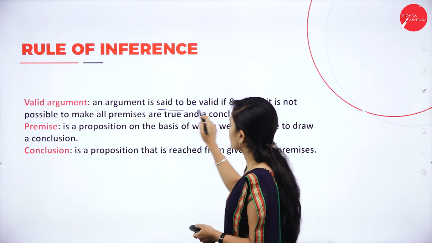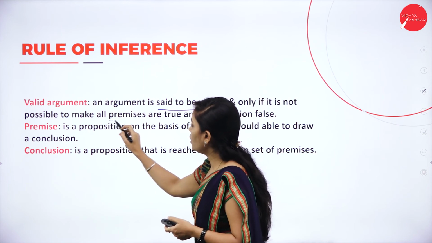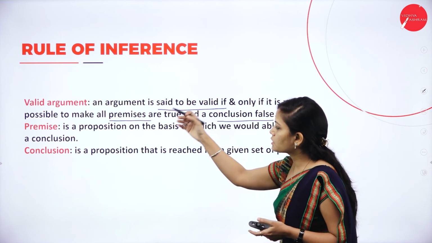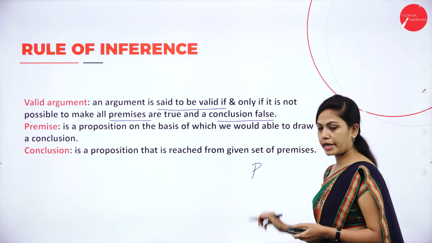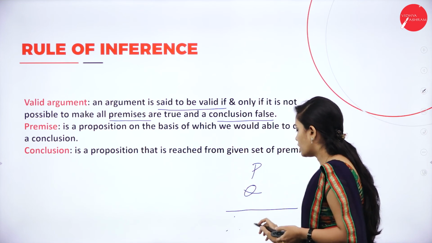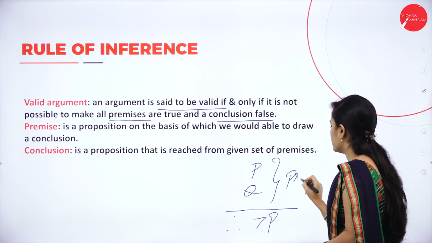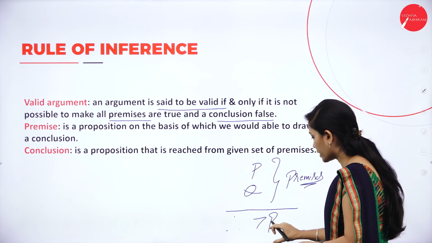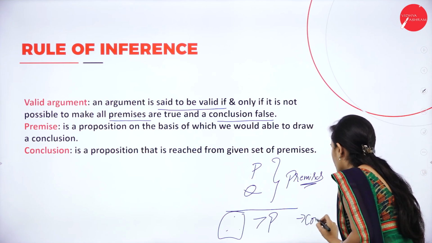An argument is said to be valid if and only if it is not possible to make all premises true and the conclusion false. So what do we mean by premises? For example, I have one statement P and one statement Q, and you are getting another statement. These two are called premises. By using these two premises, we are getting the conclusion. This negation P is called the conclusion.